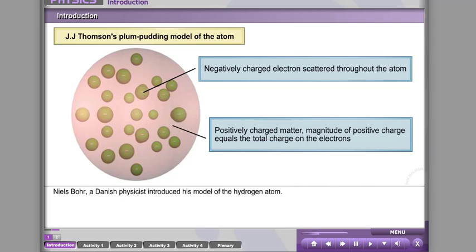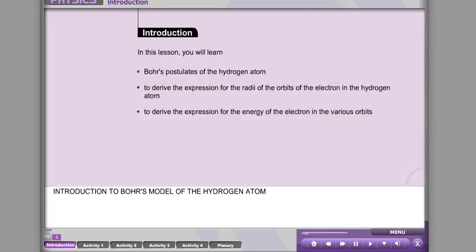Niels Bohr, a Danish physicist, introduced his model of the hydrogen atom. Introduction to Bohr's model of the hydrogen atom. In this lesson, you will learn Bohr's postulates of the hydrogen atom, to derive the expression for the radii of the orbits of the electron in the hydrogen atom, and to derive the expression for the energy of the electron in the various orbits.